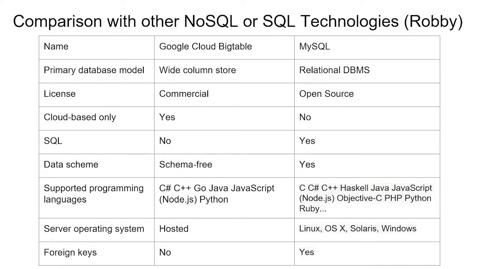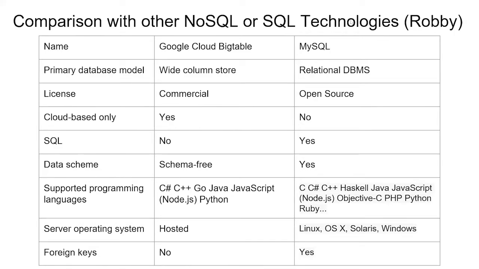After our introduction of Google Cloud Bigtable, let's compare Bigtable and other SQL and NoSQL technologies. Google Cloud Bigtable uses the primary database model wide column store. Wide column store maps two arbitrary string values and a timestamp into an associated arbitrary byte array. It is not a relational database. It's more like a sparse, distributed, multidimensional sorted map. For MySQL, same as what we learned in class before, it's a relational DBMS.